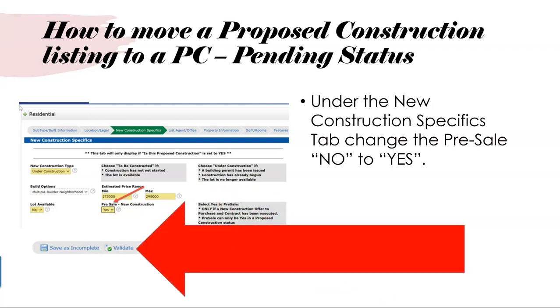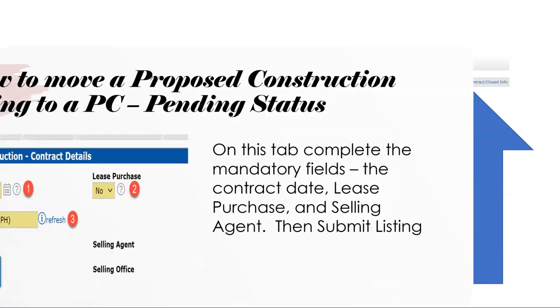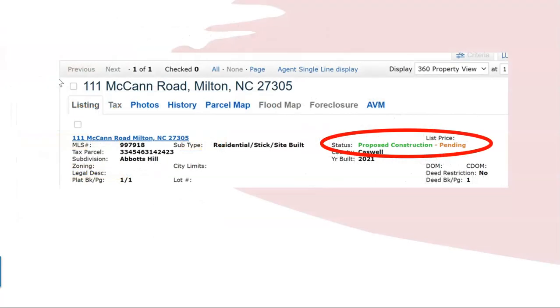Here we go again. Use this very important validate function. And by using validate, the pre-sale contract closed information tab will now appear. Complete the mandatory fields, entering the contract date, answer the lease purchase question, and enter the selling agent's information. Then submit listing. Your proposed construction is now in the proposed construction pending status.